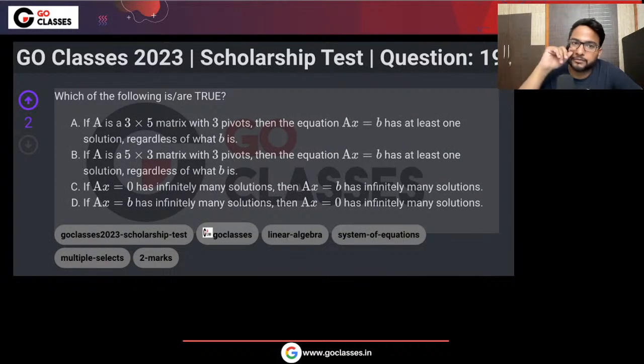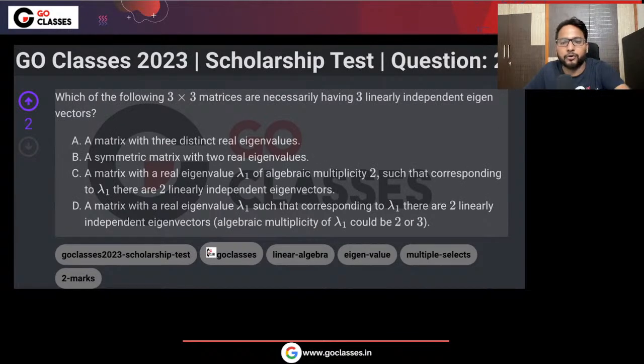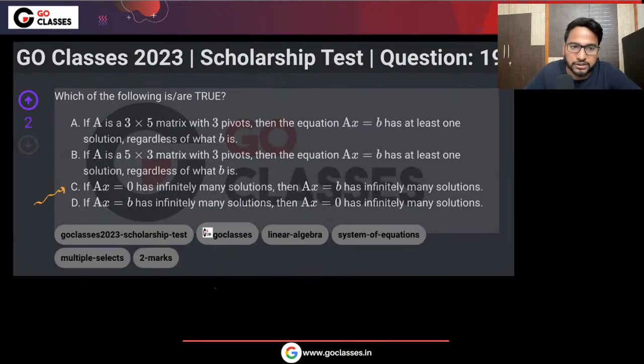Now let's solve this. This is question number 19. In question number 19, I think there is some ambiguity in option C. I will check option C and then question number 20. These are the only two questions which are left. But don't worry about it, we will just check it.